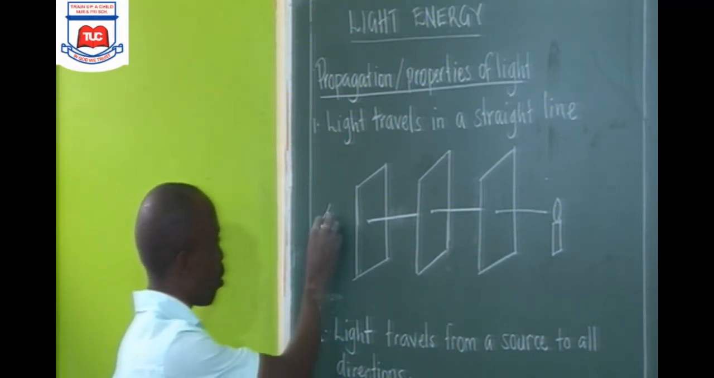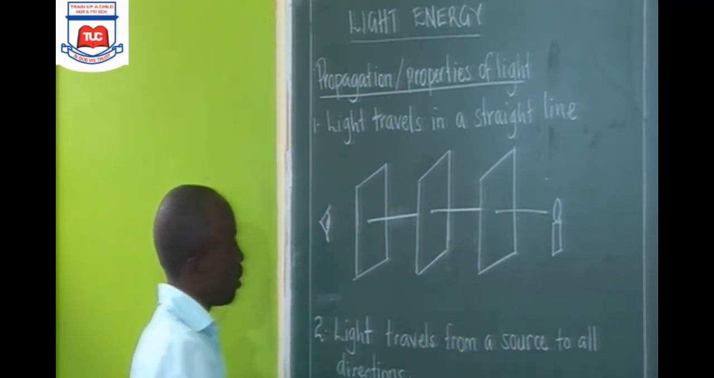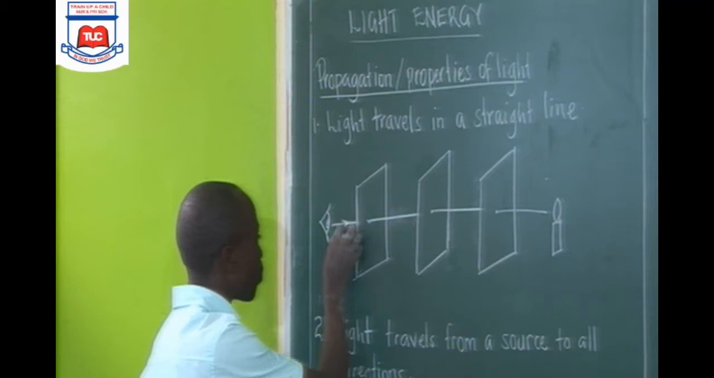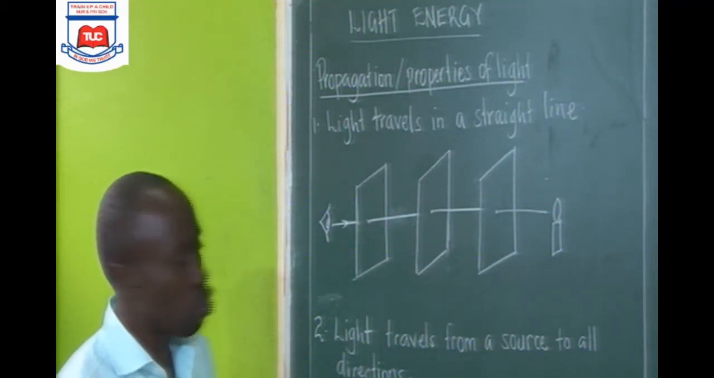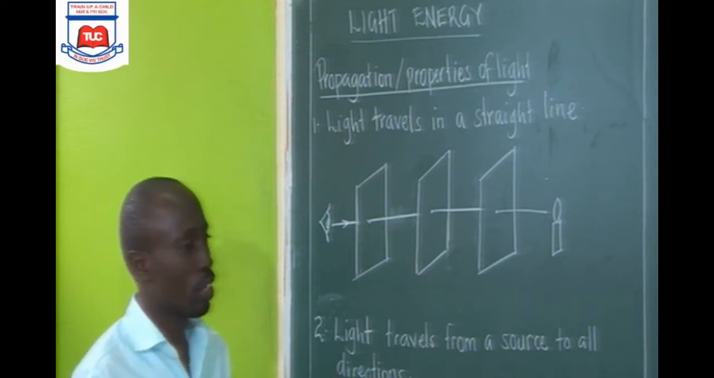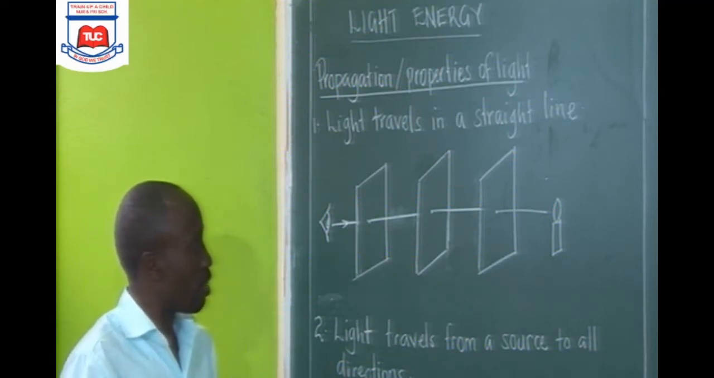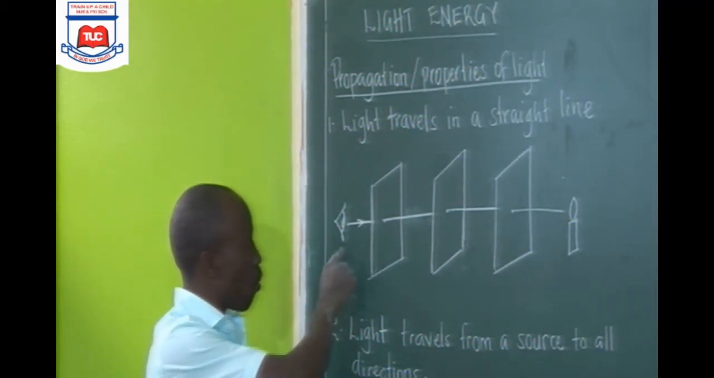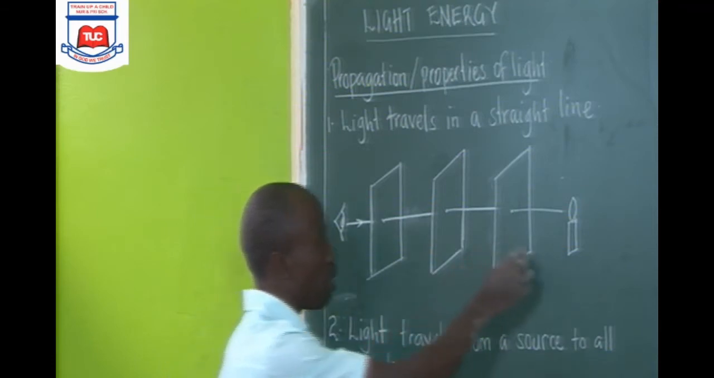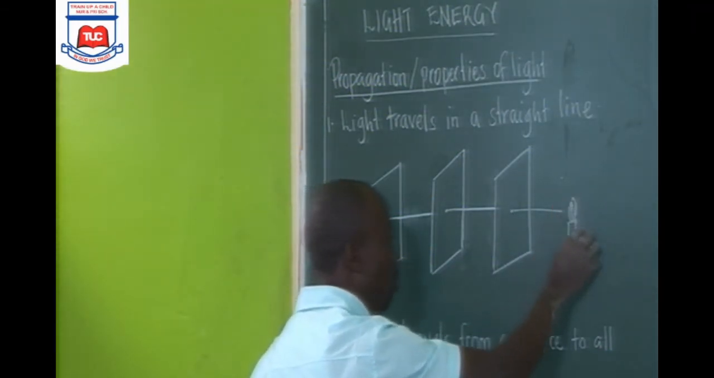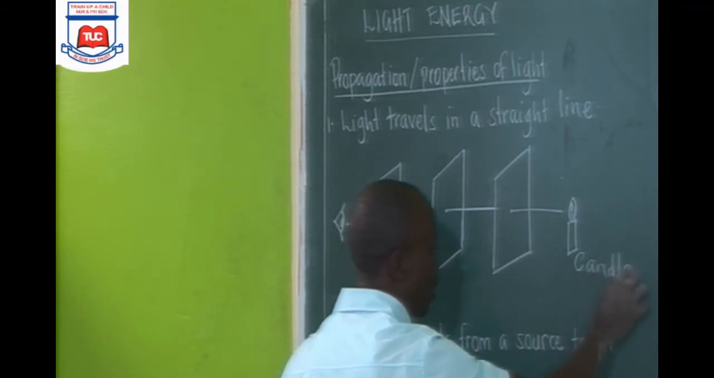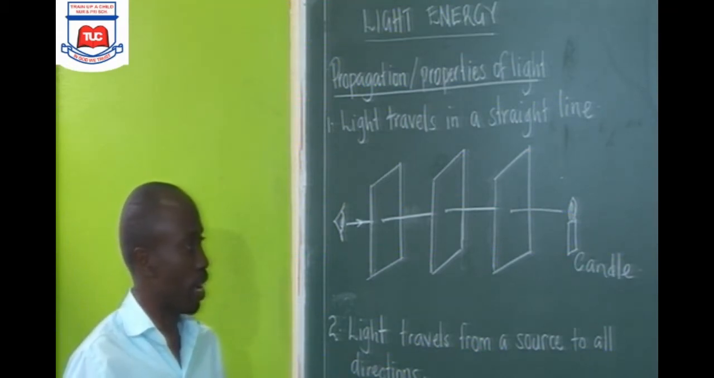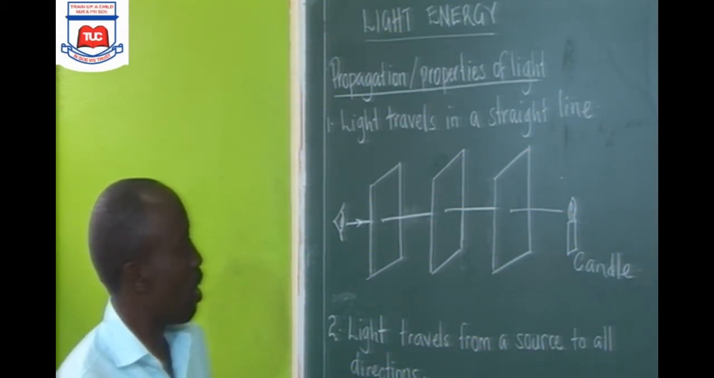So we have a practical something here where we have cardboards. You can join cardboards together. You can drill a hole in each of the cardboards, then put them in a line. They have to coincide with each other in a line, such that when light goes through, you can always view the source of light. We have a candle burning here, okay? So it should be in a way that you can see the candle on the other side. That simply means light travels in a straight line.